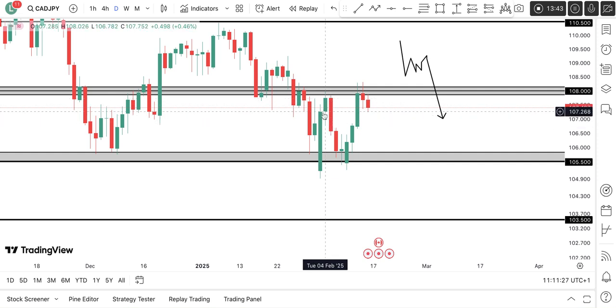Why? Because we're already done. The market is tired of going up. When I saw this candle, I knew, okay, the market is tired of going up. Now it's gonna drop. And what did it do? It dropped, and I took the trade.